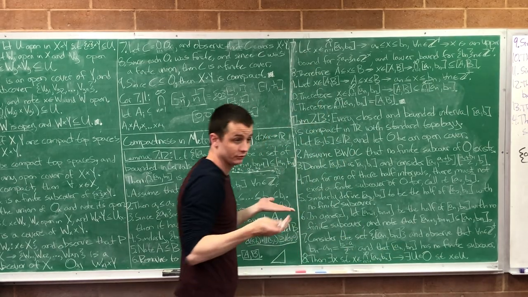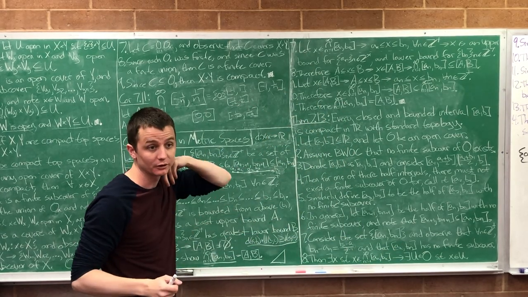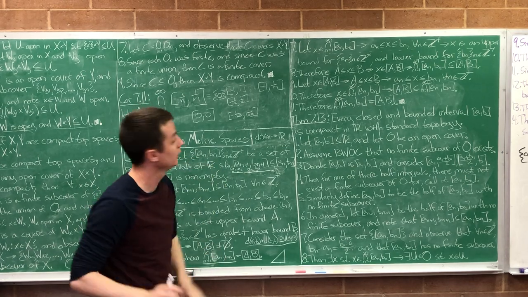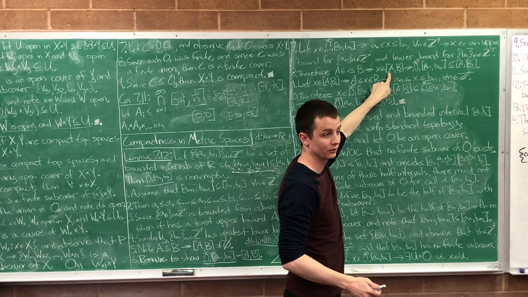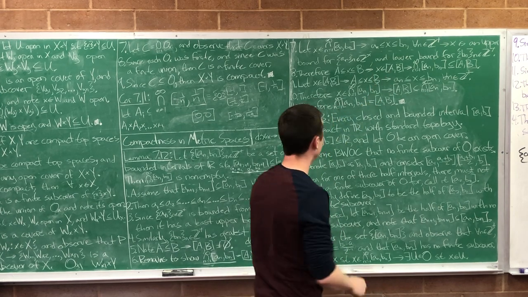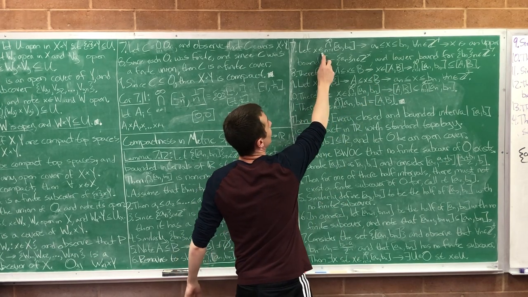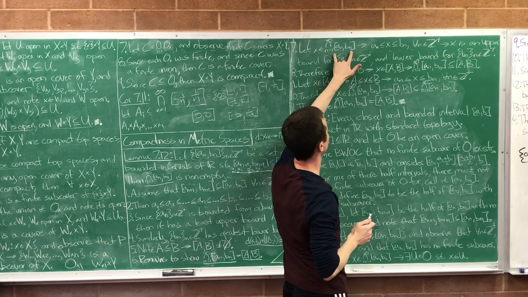Okay. So how do you show that one set is a subset of the other? Grab a random element in one, show that implies it's in the other. That's what we're going to do back and forth. So let little x be in the intersection of all the intervals.